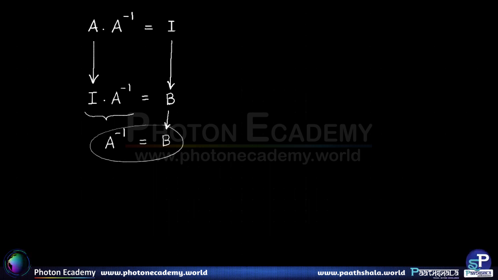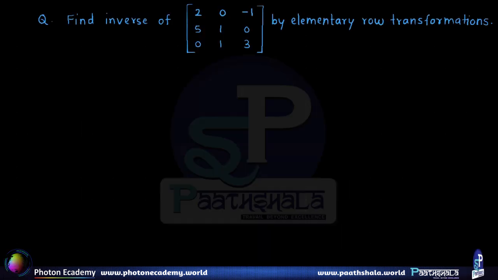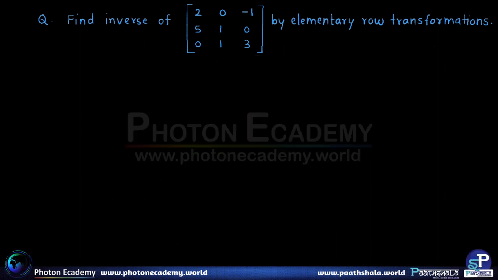Now let us take one concrete example so that this entire process will be clear. Here we have to find the inverse of this particular matrix by elementary row transformations. It is assumed that the matrix is a non-singular matrix, that is, we are not going to show that it is non-singular. We will move ahead with the actual process of finding the inverse, because if the matrix is singular, then the inverse will not exist.